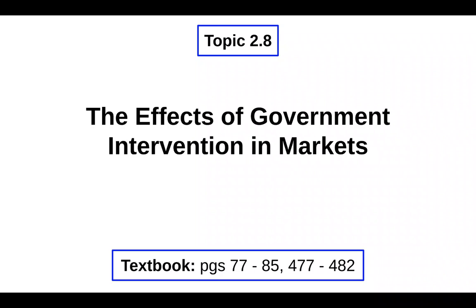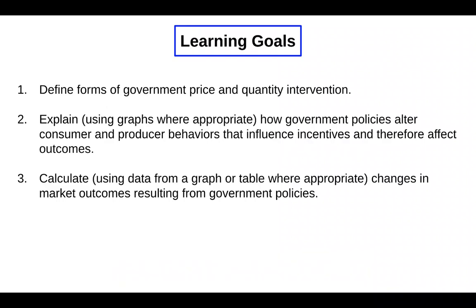Hey guys, it's Mr. Schmidt here, and in this video, we're going to look at topic 2.8, the effects of government intervention in markets. This would be pages 77 to 85, and then 477 to 482 in the textbook. So essentially, what we're going to do here is look at different ways the government intervenes in markets, right?